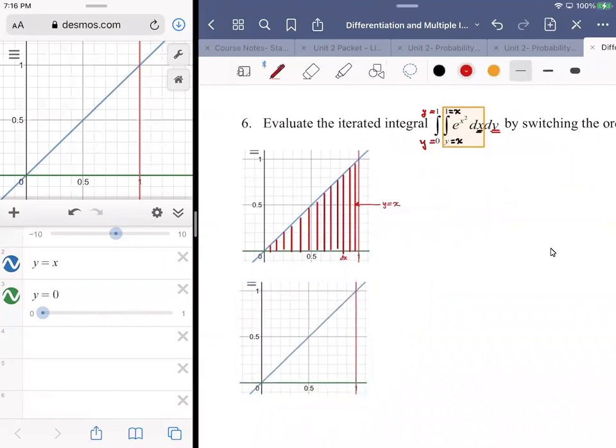is swap the boundaries of integration. So instead of dx dy, it's going to be dy dx. It's still going to be e to the x squared, but I have to decide what my new boundaries of integration, shockingly I used the term correctly this time, are going to be in order to allow for that to happen, right?